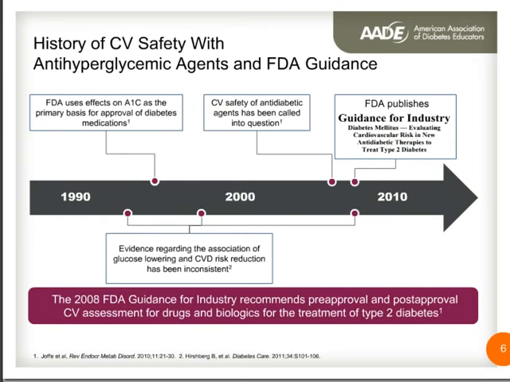So first, let's look back at how CV safety came to be really a prerequisite for how diabetes medications should be made available to patients. As you know, FDA uses the effects of A1C as their primary basis for approval of diabetes medication. Because of the reduction in blood glucose and the lowering of A1C, showing a reduction in the risk of more chronic complications, mostly microvascular, FDA began to use this surrogate as the marker for approval. And we see this dating back all the way to the DCCT, or the Diabetes Control and Complications Trial.